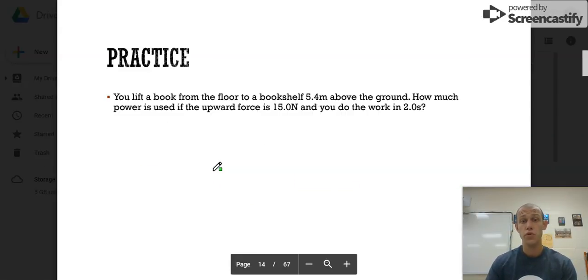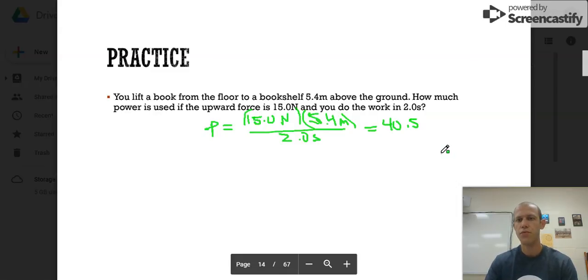You lift a book from the floor to a bookshelf 5.4 meters above the ground. How much power is used if the upward force is 15 newtons and you do the work in 2 seconds? So power equals work, which I calculate by taking the force times the distance or displacement divided by my time. I get 40.5. I must round that to 2 sig figs, which would be 40 point and no 0 at the end. I just need to signify I want the 0. Watts, approximately now.